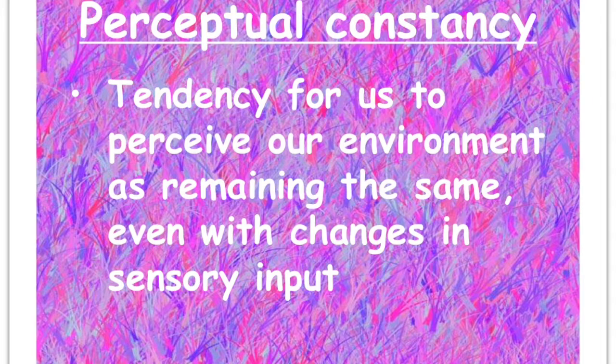So perceptual constancy is this tendency for us to perceive our environment as remaining the same, despite the fact that there's been change in our sensory input. What we actually see, the image projected on our retina, changes, but we don't experience any change. It's a complete perceptual override of what is actually in our environment.